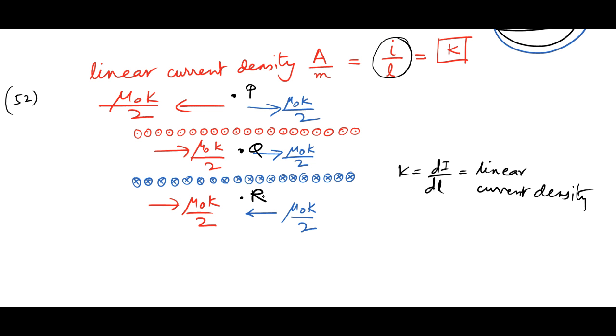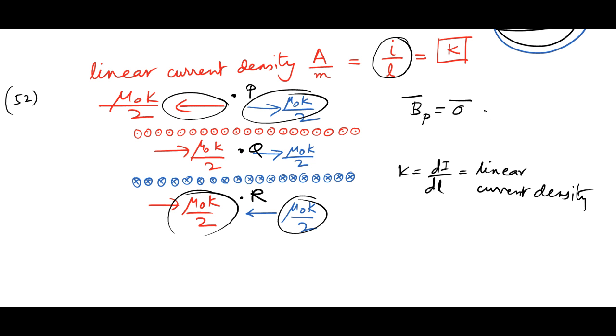Now it's very easy, this question is almost solved. Let's consider point P first. These two fields are naturally going to cancel, so the magnetic field at point P is equal to 0 bar. Now the same thing is going to happen for point R, because these two fields will cancel, so it's also the same result I get for R. BR bar is also equal to 0 bar.